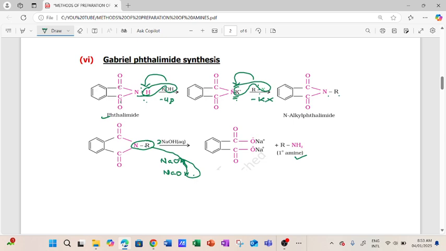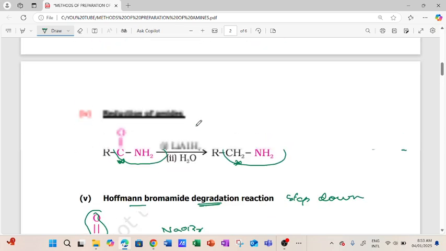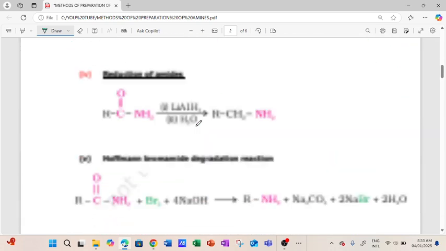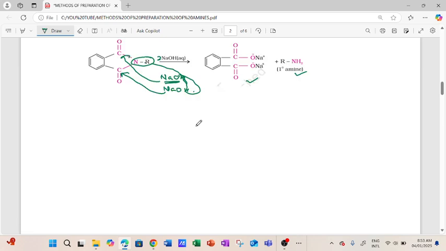And the remaining byproduct is this: ONa will be attacking this carbonyl group, and the next ONa will be attacking this carbonyl group. So this is how the byproducts are formed. So these are the important preparations of amines. So I'll just conclude all the preparations.